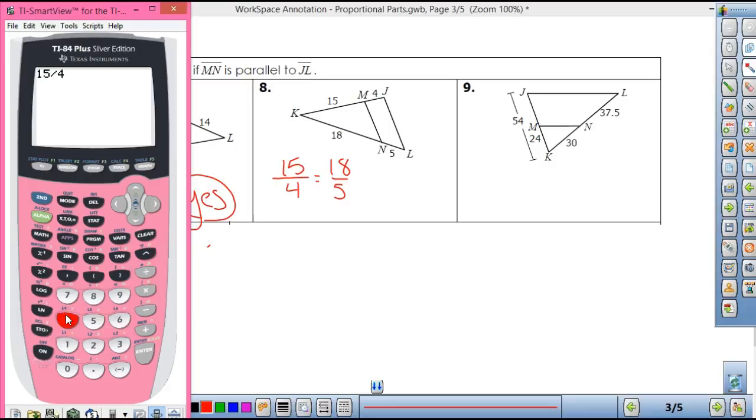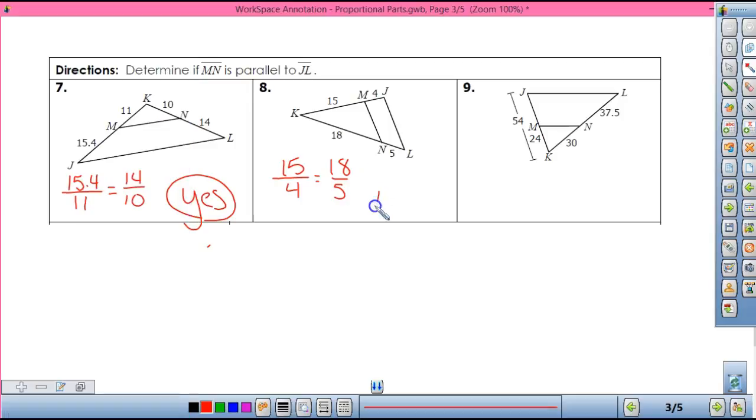15 divided by 4. 18 divided by 5. That's it? Yeah. So they are not parallel. Okay. Fraction setup number 9.